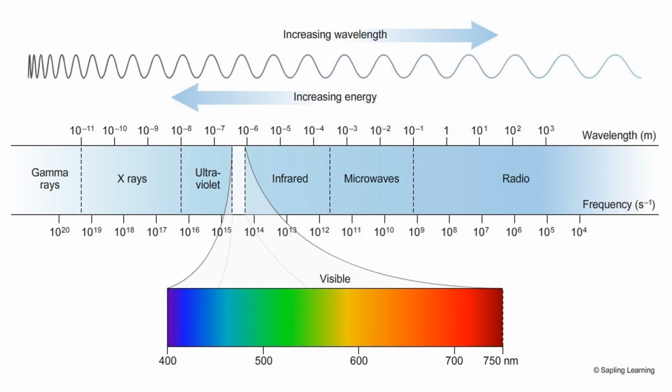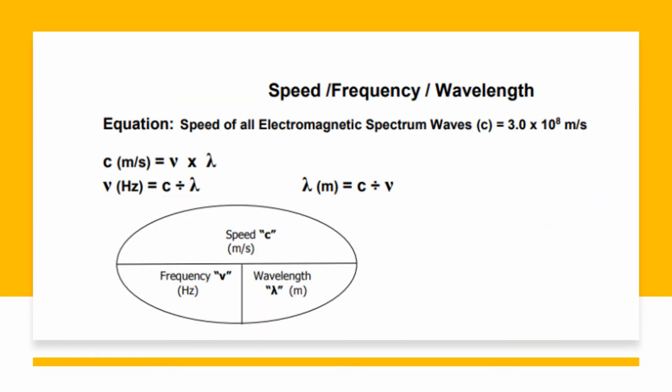And within the visible light spectrum, you can see that differences in wavelength and frequency are perceived by our eyes as differences in color. Around the 400 nanometer region, you have purples and blues and so forth. And around the 750 nanometer region, you have the reds. Just keep in mind that regardless of the wavelength and frequency, all of these EM waves are moving at a constant speed.